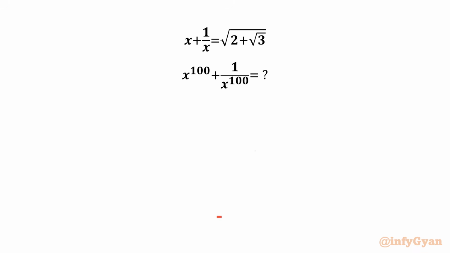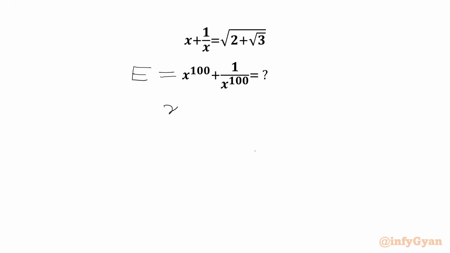We have x plus 1 over x equal to square root 2 plus square root 3. Then we have to find x power 100 plus 1 over x power 100. So let's get started by writing the required expression equal to E first.